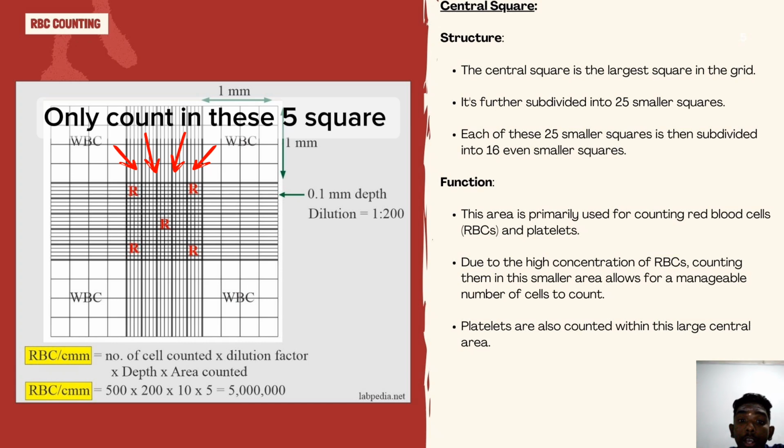This is because due to the high concentration of RBC, counting them in this smaller area allows for a manageable number of cells to count. In this grid, we also count the platelets. So what is the formula to count the RBC? For RBC, the formula that we usually use is number of cells counted multiplied by dilution factor, multiplied by the depth, divided by the area counted.